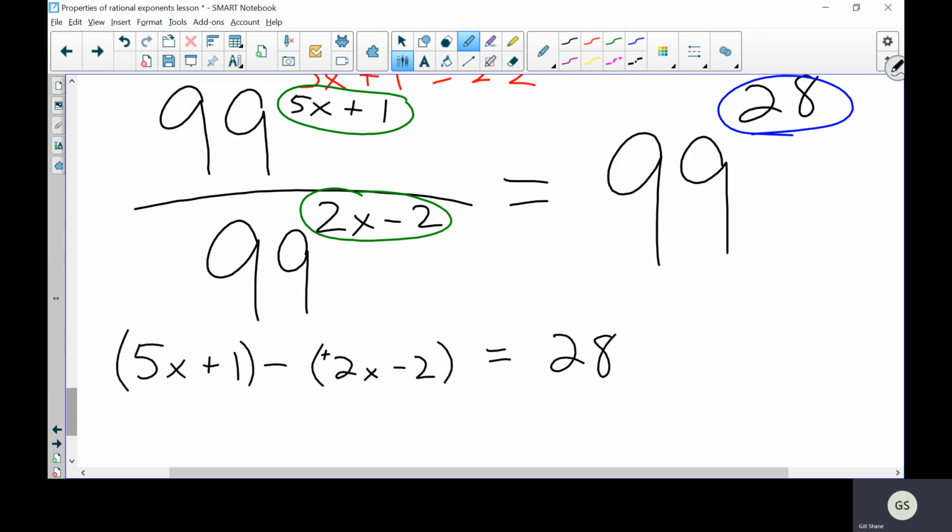So the negative 2 would be a positive? Correct. 5x plus 1, subtract 2x plus 2. So again, all you did is you flipped both signs. This was a positive, now it's a negative. This was a negative, now it's positive. So you just remember that. When you subtract a whole bunch of stuff in parentheses, you're just flipping the sign. That's all you do. And then that still equals 28.